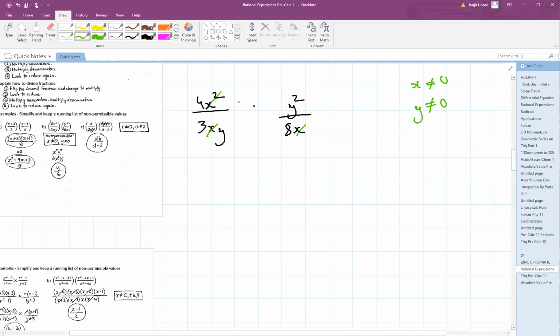Now, I see 4 and 8. Both of those numbers can be divided by 4. So 4 divided by 4 is 1, and 8 divided by 4 is 2. And I see a y and a y squared. Well, one of the y's is going to cancel. So this one y is canceled, and out of this, y squared is going to cancel, and you're going to be left with just one y. So what do I have at the top? I'm left with just one y at the top. And at the bottom, I'm going to have 3 times 2, which gives me 6. And these were the non-permissible values.